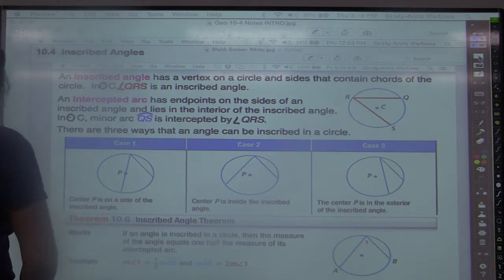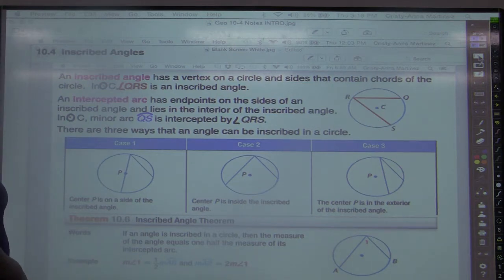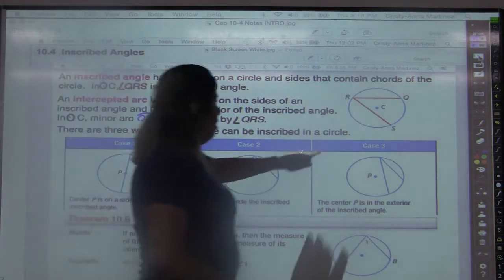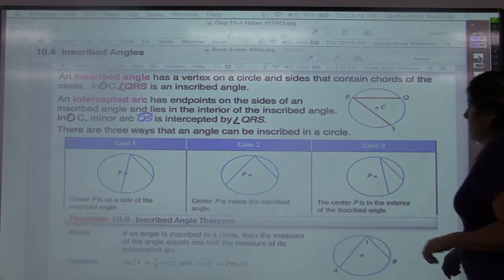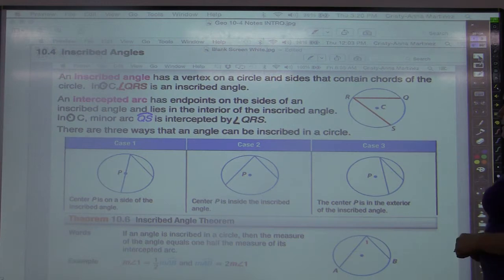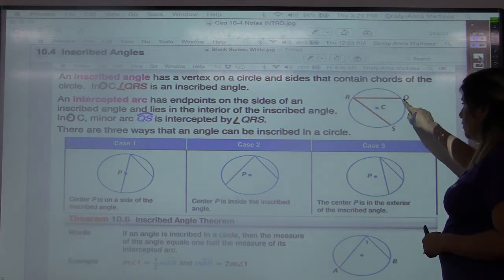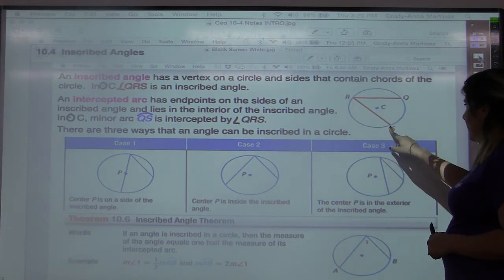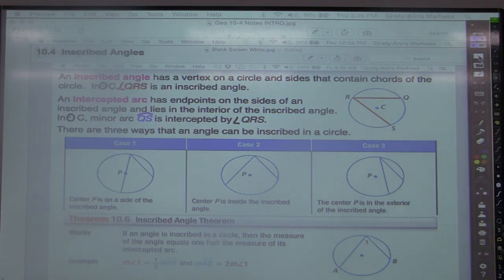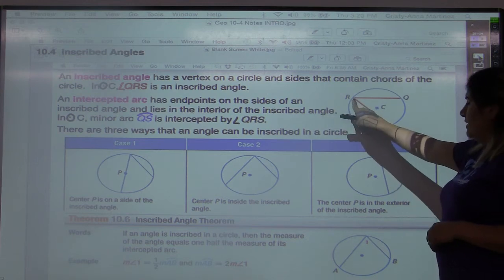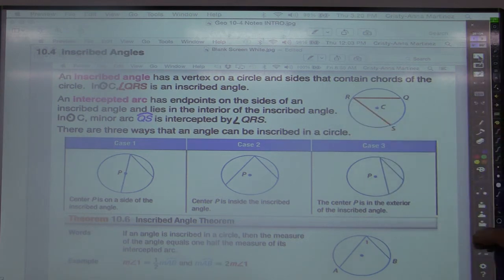An inscribed angle has a vertex that is on a circle, kind of like vertex R right here that we see in the diagram, but that also contains chords of the circle as the sides. So here you can see that the side of this angle is RQ, which is a chord of the circle, but also RS is the other side also on the circle. So those are two chords that make up the sides of the angle. And of course, angle R is the vertex. So in circle C, angle QRS is said to be an inscribed angle.